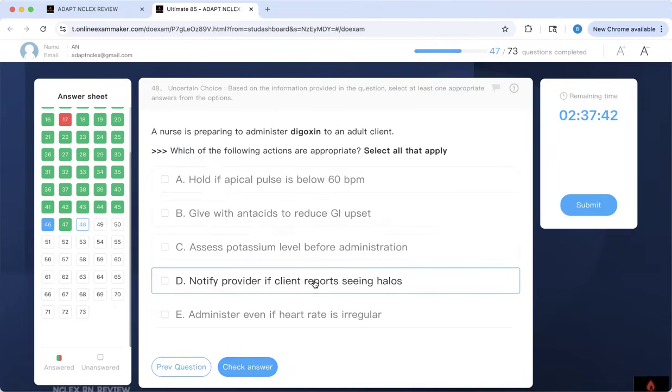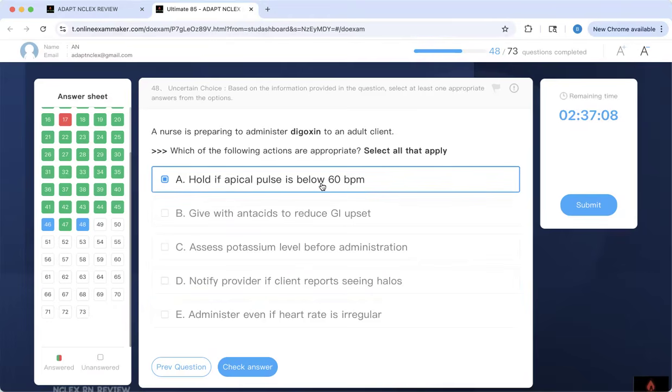And next is preparing to administer digoxin to an adult client. Which of the following actions are appropriate? Select all that apply. Hold if apical pulse is below 60. Give with antacid to reduce GI upset. Assess potassium level before administering. Notify provider if client reports seeing halos. Administer even if the heart rate is irregular. What do you think? 48. Stop the video. Pick your answer. Concept, digoxin. I want to give it to an adult patient. What do you need to bring to your content and answer it? I know you got it.